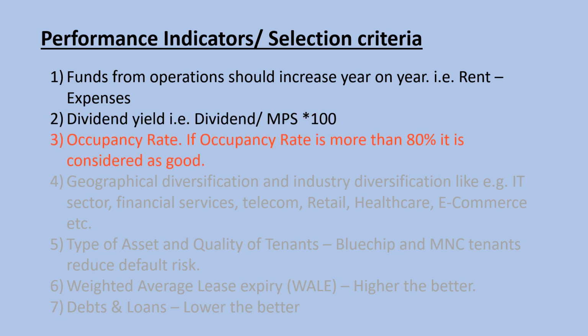Third important factor to consider is the occupancy rate. If the occupancy rate is more than 80%, it is considered as good. It means that 80% of the assets of the REIT are income generating assets.